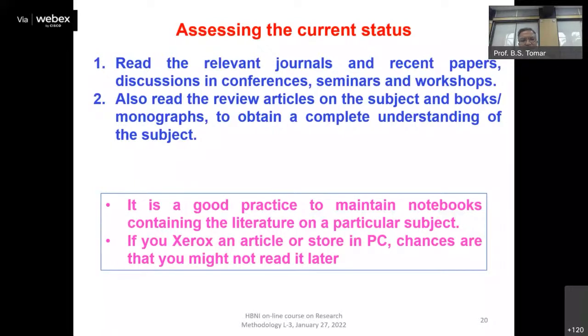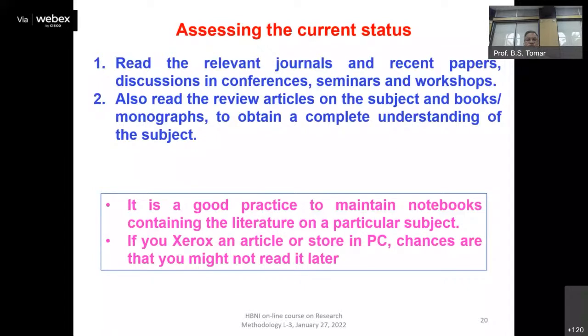Very interesting to tell you, make a practice to maintain notebooks containing the literature on a particular topic, because many a time it's good to write. You may be reading from the PC or laptop, and later just storing that paper in folders, and then you have a large number of folders and you don't know where you kept it.